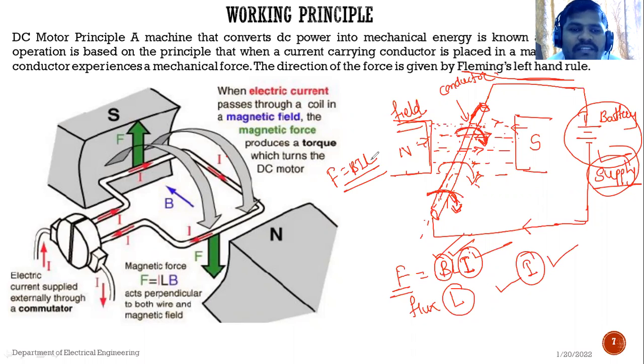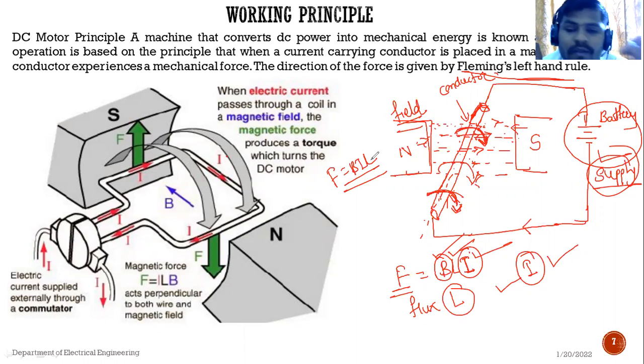It will experience a mechanical force. That mechanical force is nothing but some torque developed in that conductor. The conductor मध्ये torque develop होतो. Due to this torque, it will start rotating in any one direction. कुठल्याही एका direction ला तो rotate व्हायला start होतो. And this direction depends upon Fleming's left hand rule. तिची direction काय असेल? It depends upon Fleming's left hand rule.